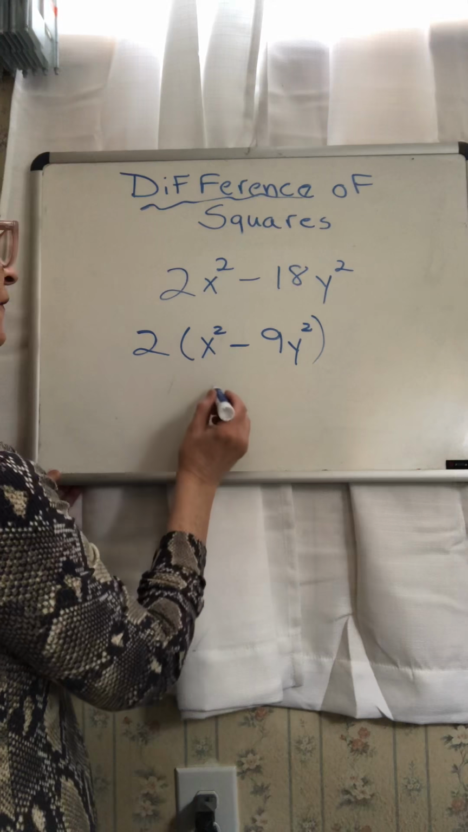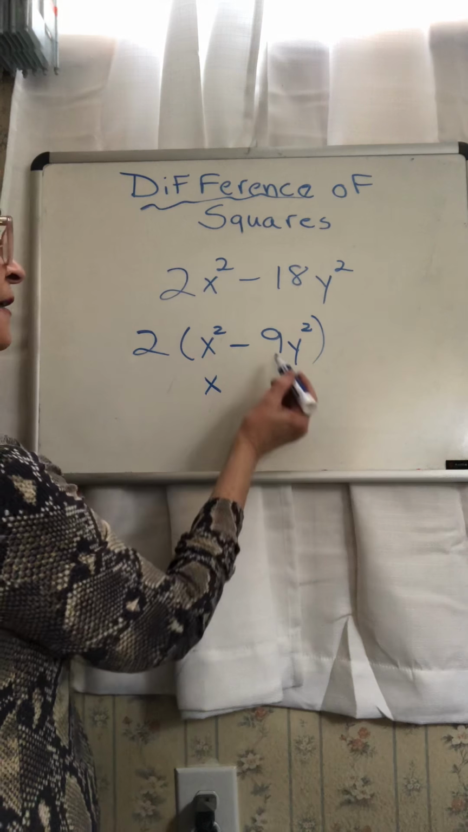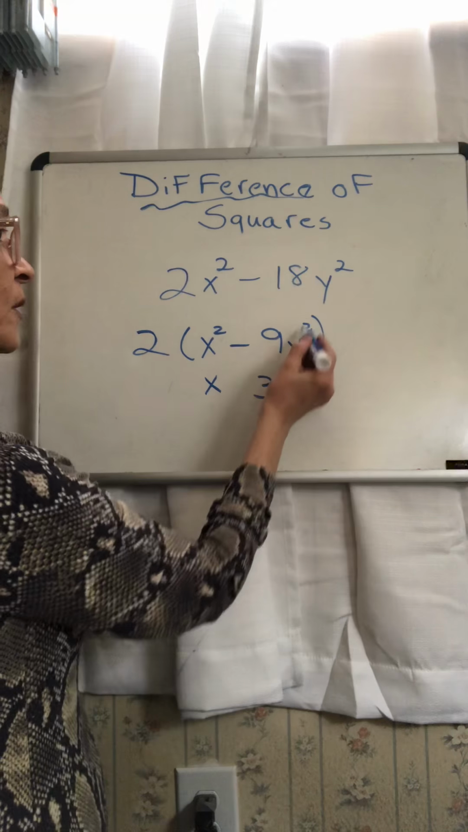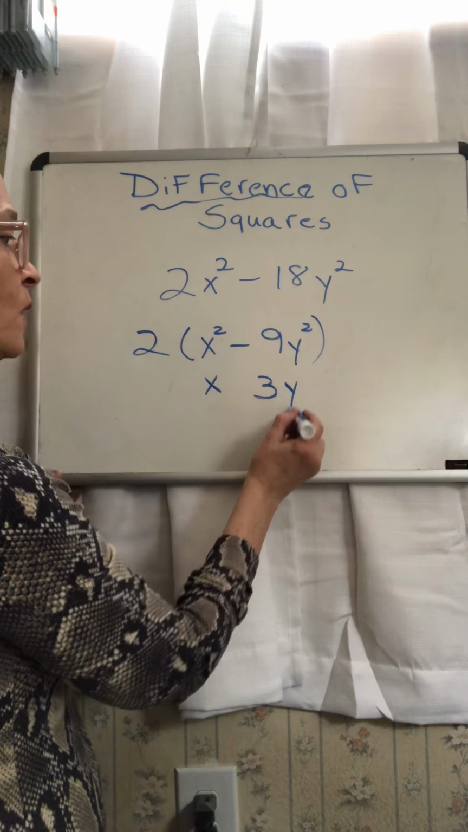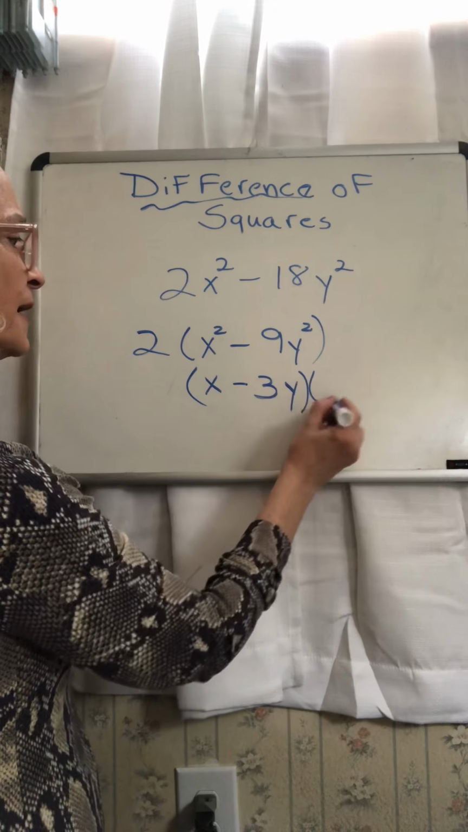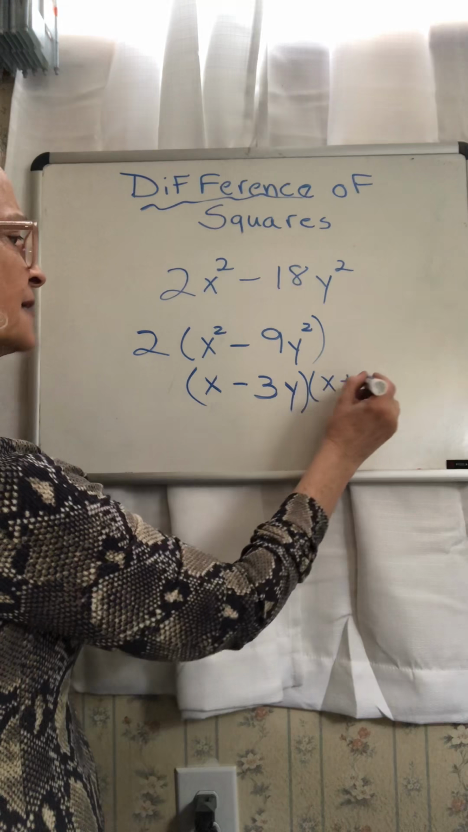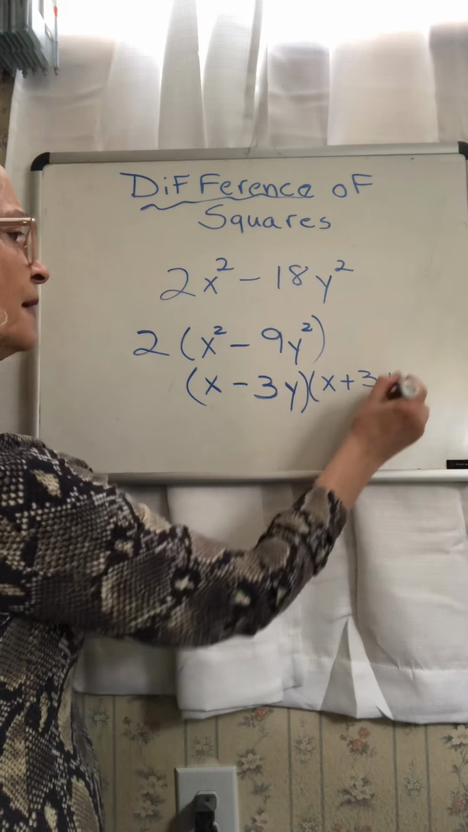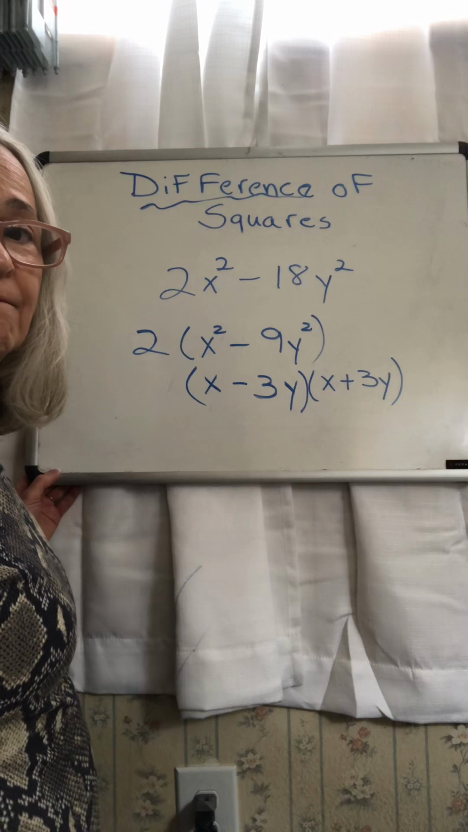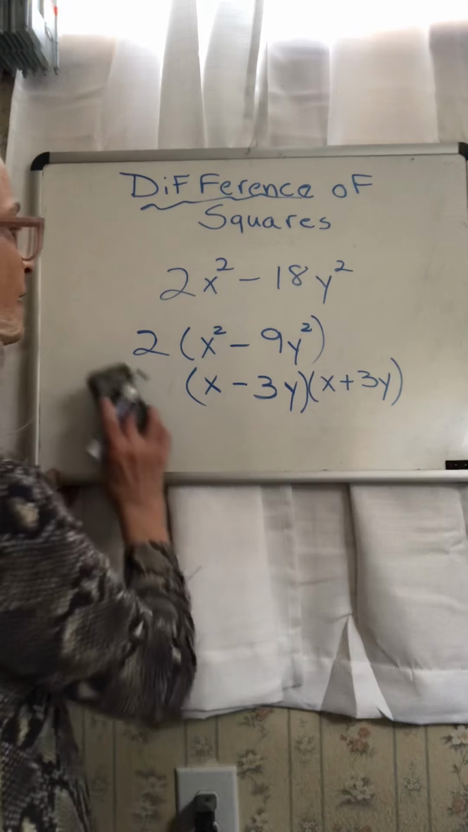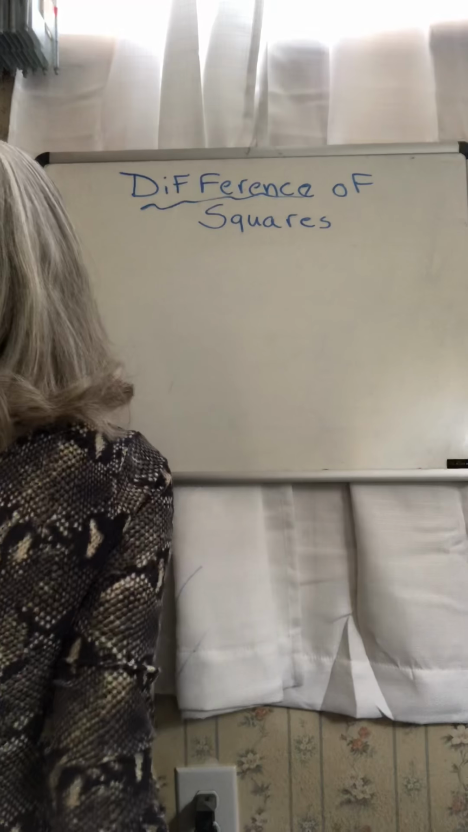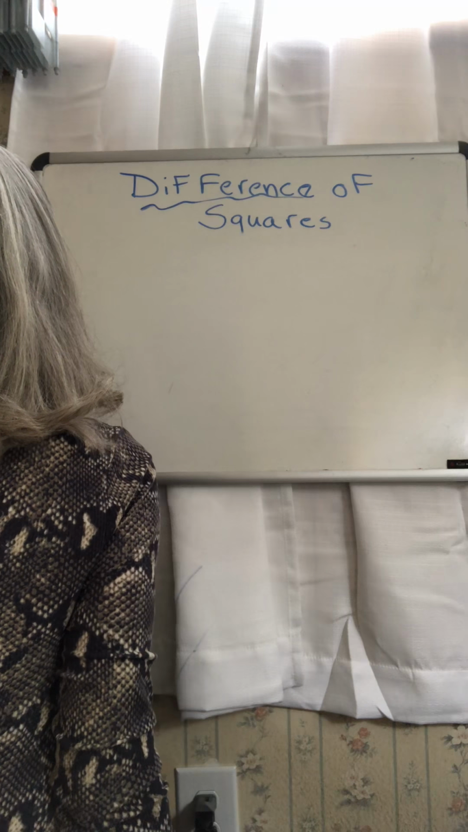The square root of x squared is x. The square root of 9 would be 3. The square root of y squared would be y. So I'm going to put a negative sign, put the parentheses around it, and then I'm going to write the exact same set of numbers, only with a plus sign. Okay? All right. Let's go ahead and look at number 8.